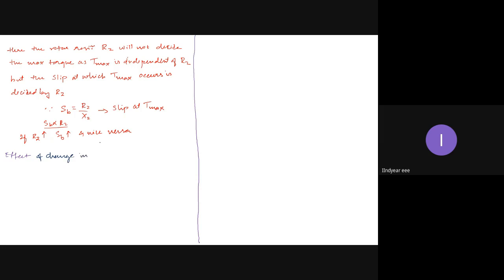Effect of change in supply voltage on torque and speed.